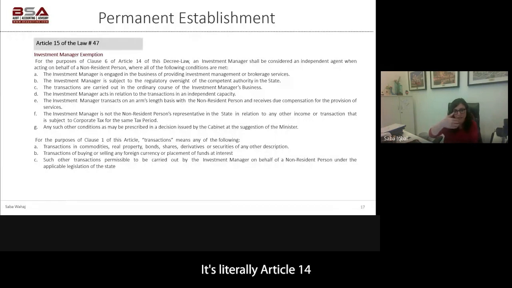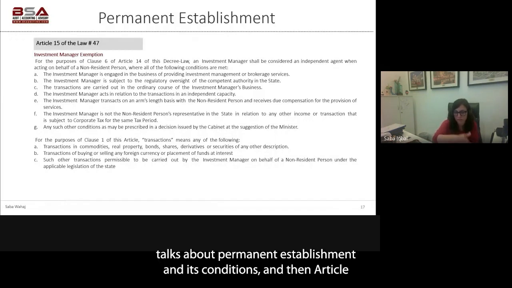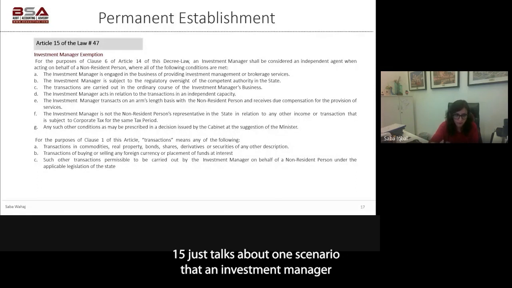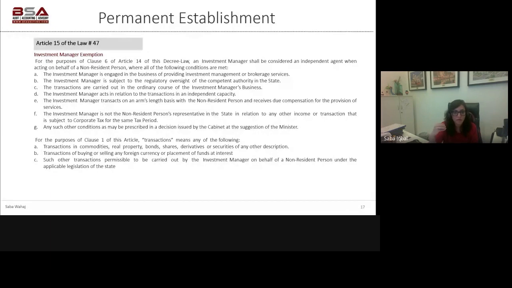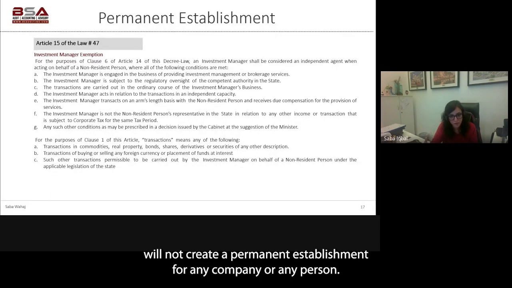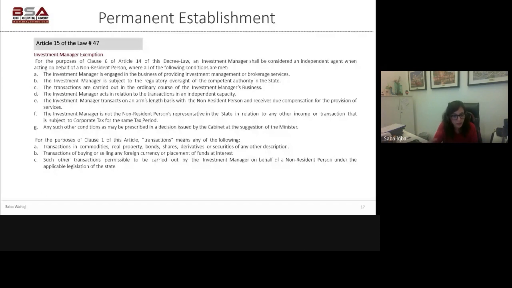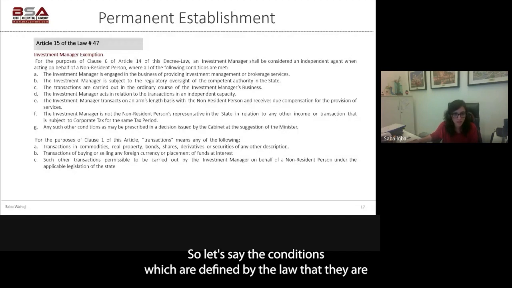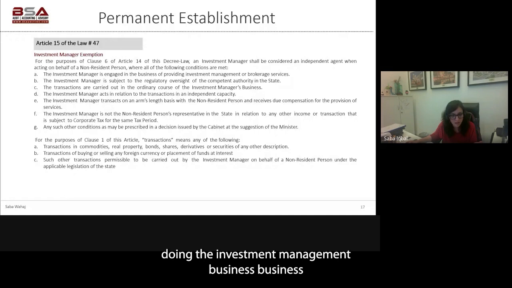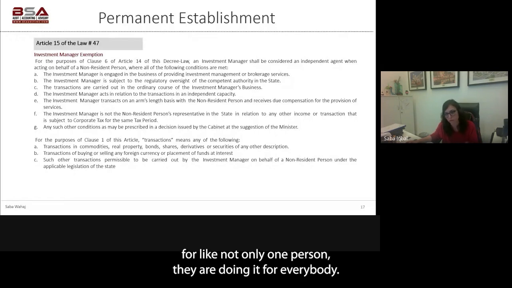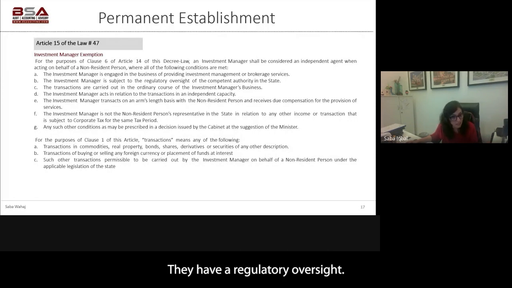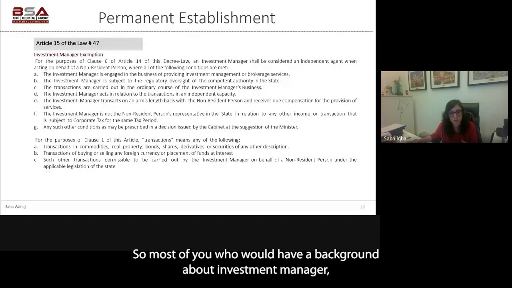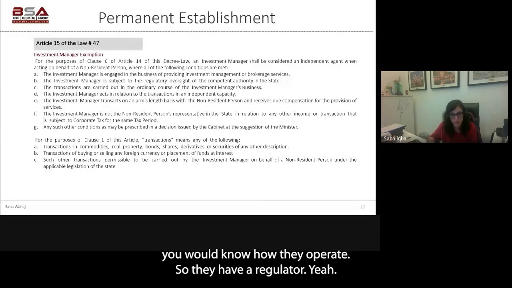And then there is Article 15 of the law, which specifically talks in reference to permanent establishment. So literally, Article 14 talks about permanent establishment and its conditions, and then Article 15 just talks about one scenario: that an investment manager will not create a permanent establishment for any company or any person if they are just doing the business in their ordinary course of business. So let's say the conditions defined by the law are that they are doing the investment management business not only for one person, they are doing it for everybody. They have regulatory oversight. Most of you who have a background in investment management would know how they operate.